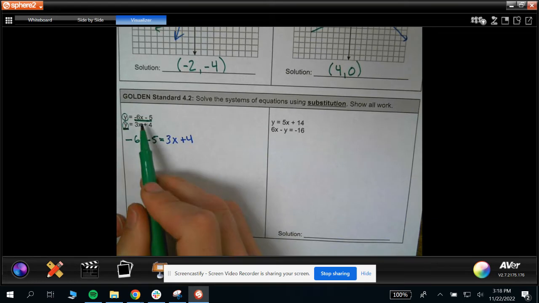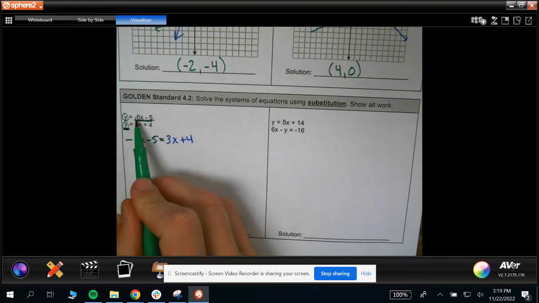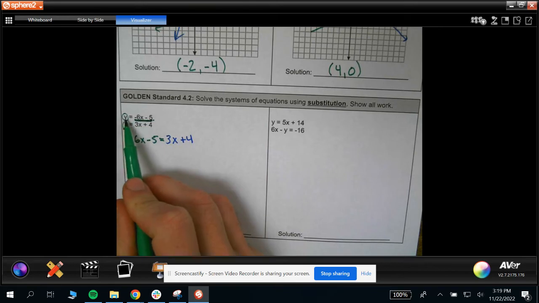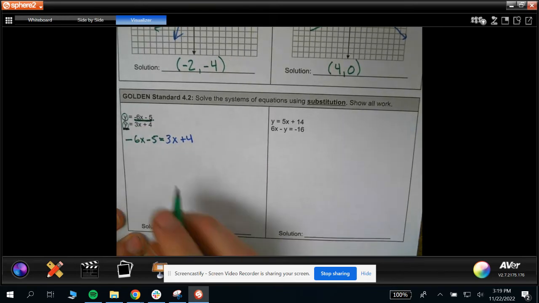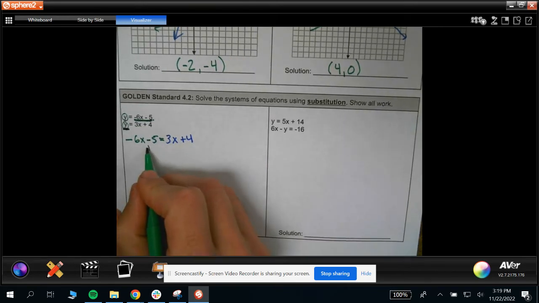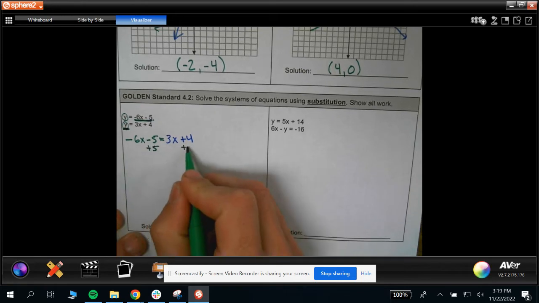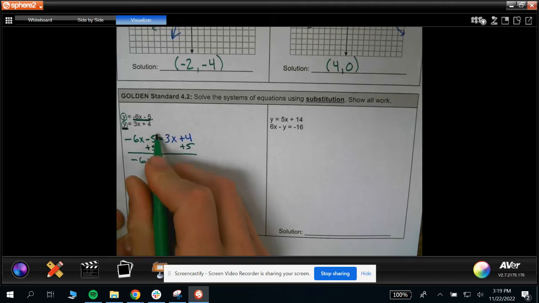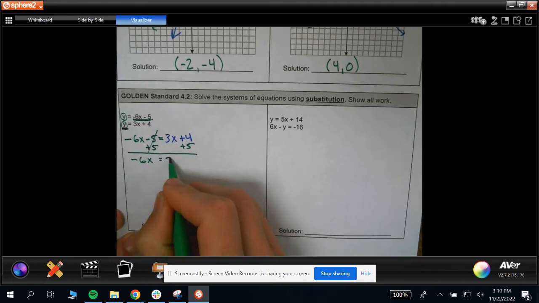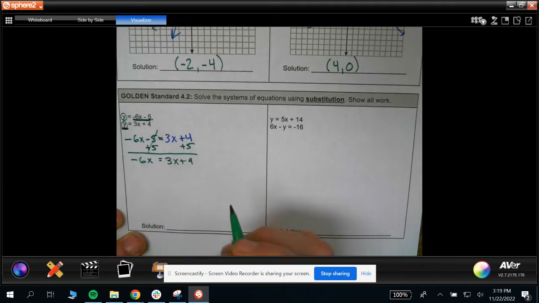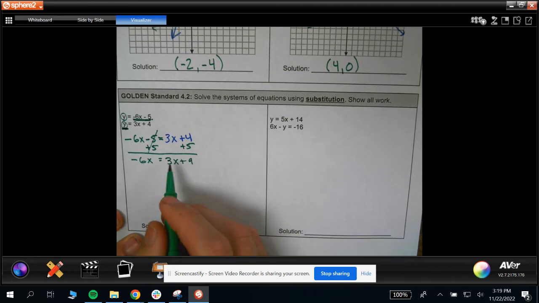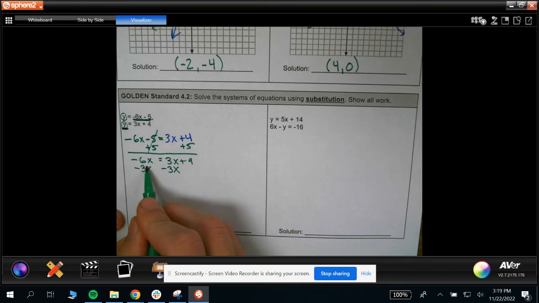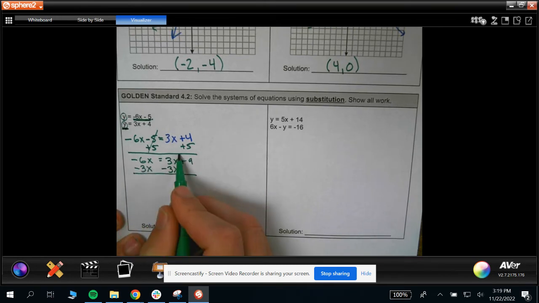All I did was substitute the -6x minus 5 right here for the y right here because this is also equal to y. Let's go ahead and solve it. We're going to get x's on one side, numbers on the other. I'm going to take this and add 5 to both sides, add numbers to numbers. So -6x, those cancel, equals 3x plus 9. Now I want to get my x's on one side, numbers on the other, so I want to cancel out this 3x. Subtract away from both sides. Those cancel.